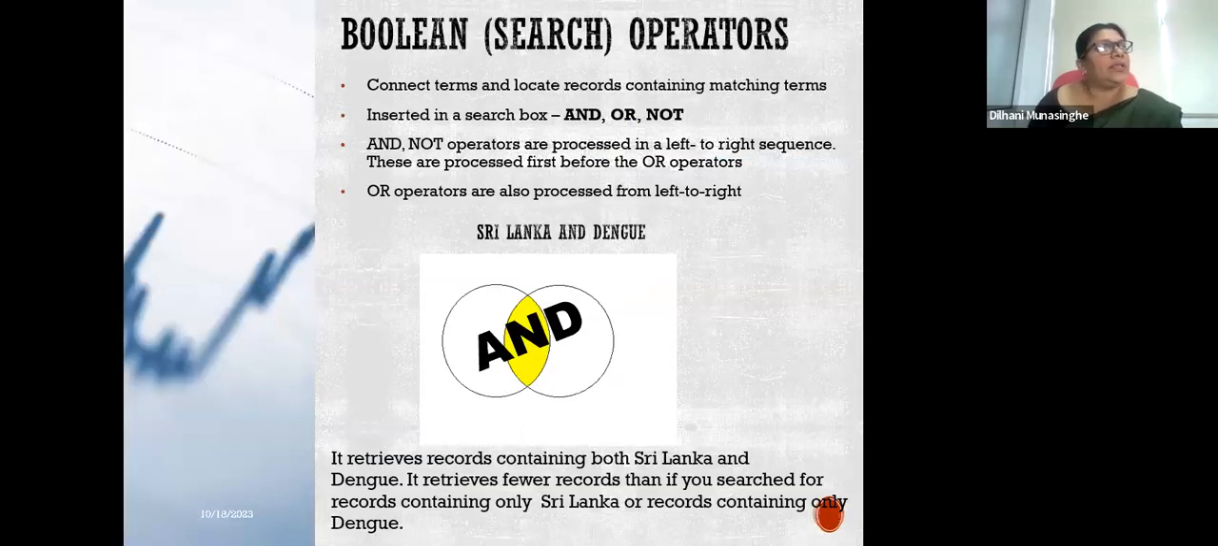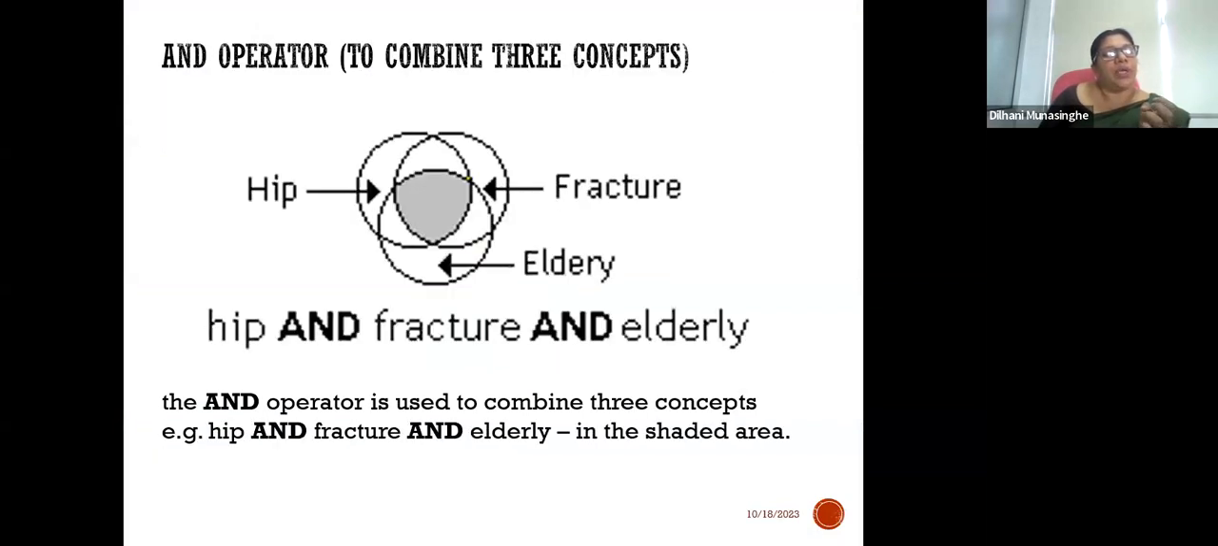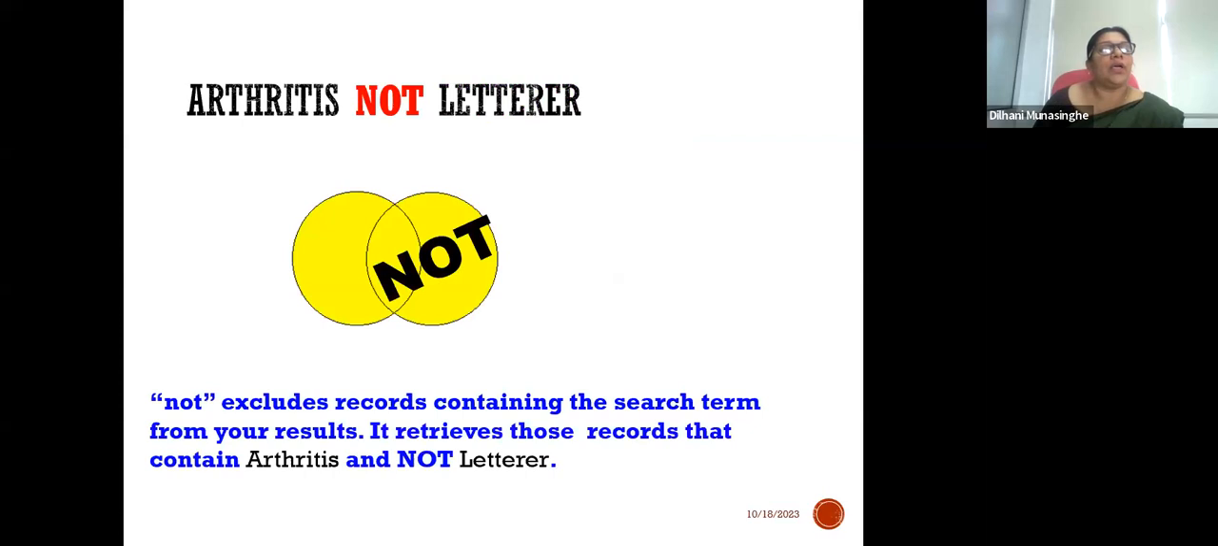These Boolean searching operators are very, very popular among our professionals. AND retrieves records containing both concepts, for example Sri Lanka and another term. To combine two concepts, even three concepts, you can use the Boolean operator AND. OR, for example nosebleed or epistaxis, Sri Lanka or India, retrieves all records containing either terminology. NOT means exclude.